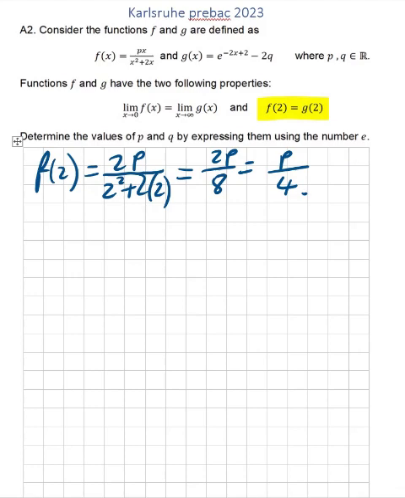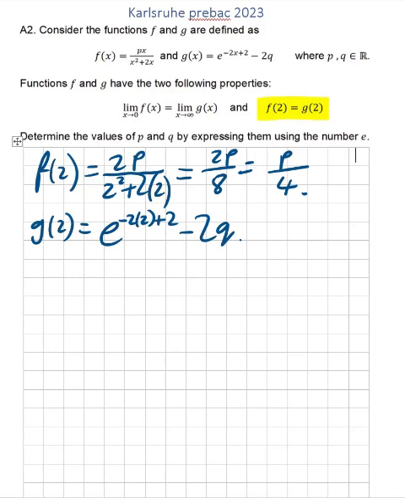Okay, we're absolutely grand. Then let's have a look at our g of 2. So there as well, g of 2 is going to be equal to e to the power of minus 2 times 2 plus 2. There we go. And then minus 2 times q. That stays the way it is.